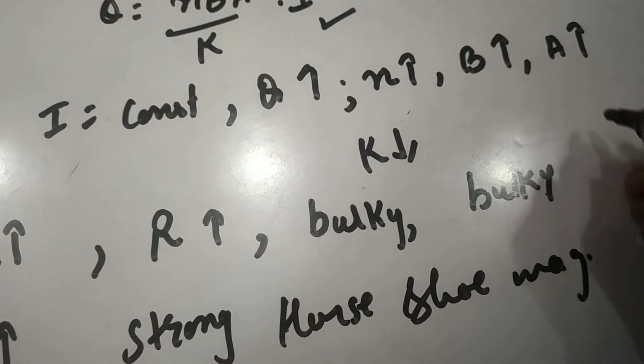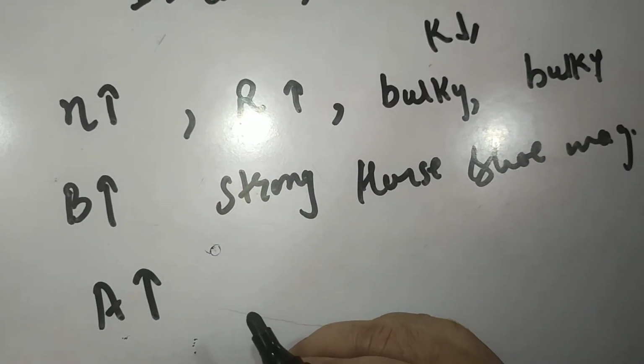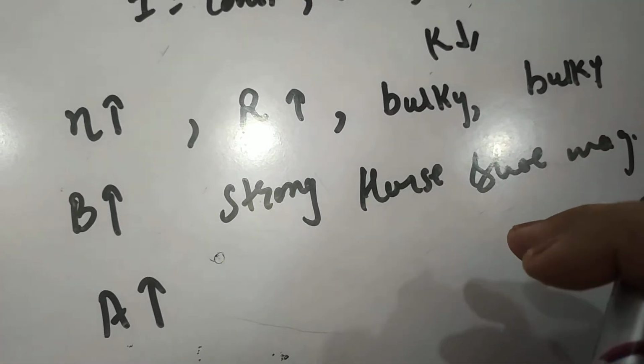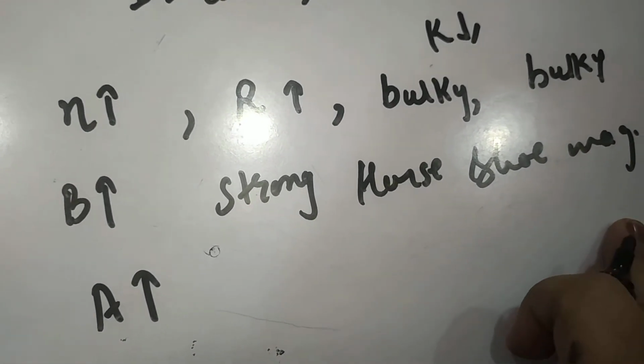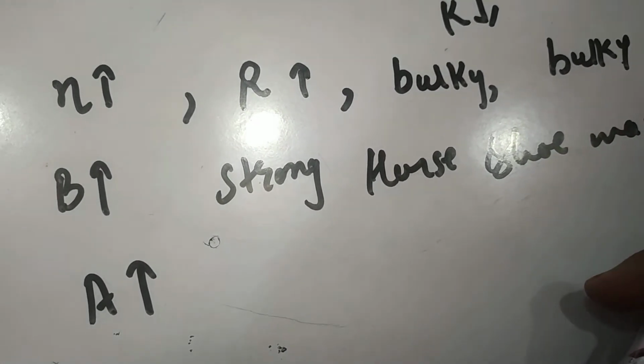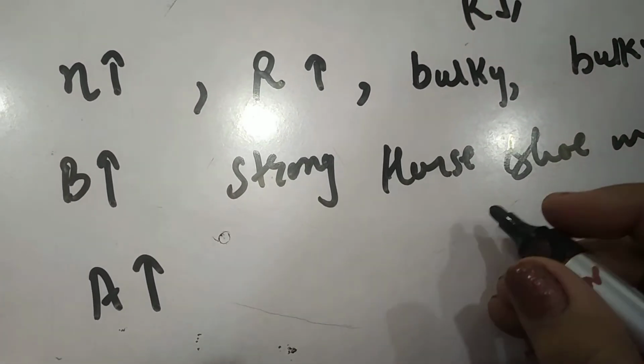Now if we talk about area, we also can't increase the area too much, because in that case the uniformity of the magnetic field being applied may not be maintained, and also it will make the galvanometer bulky.